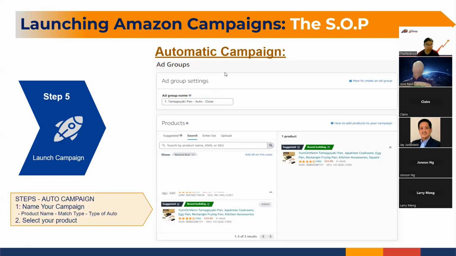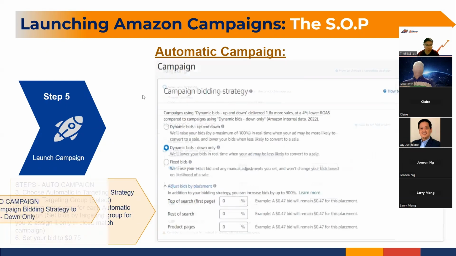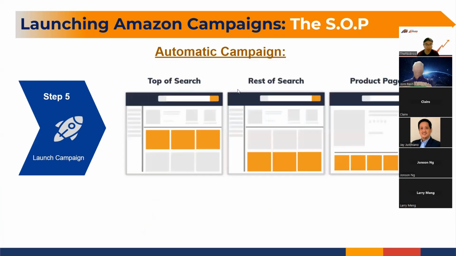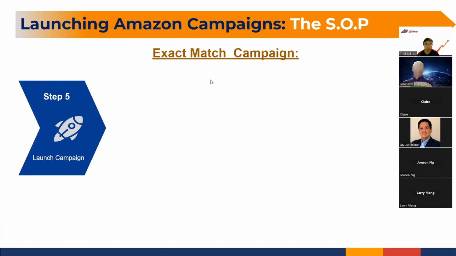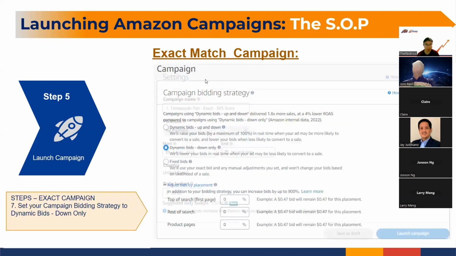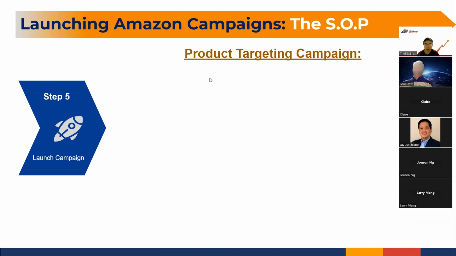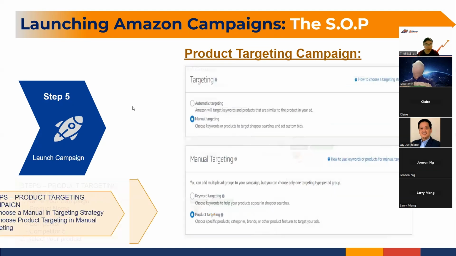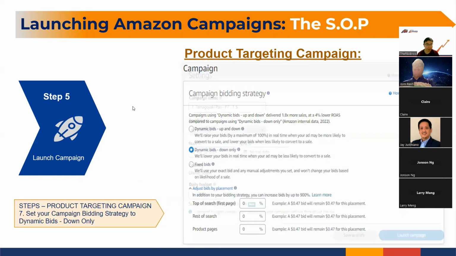So this is just how to create an automatic campaign. I won't go too deep into details here. Then you can choose these things. Exact match campaigns, how to create. I won't go into greater detail here as well. Watch module 4. You have a far clearer step-by-step guide there.